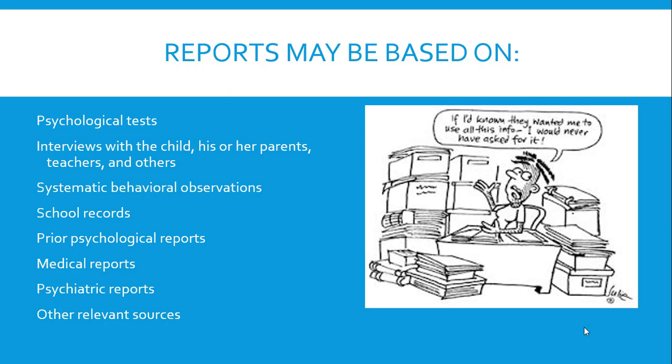You have to write reports based off of any of these things, psychological tests, interviews, systematic behavior, etc., etc. So pretty much anything that is relevant should still be added. So pretty much all the other rules that we discussed already still apply. The big issue here we're talking about is the specific section set aside for achievement.